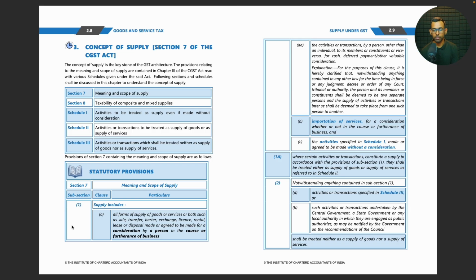Next, subsection 2. Notwithstanding anything contained in subsection 1, activities or transactions specified in Schedule 3, such activities or transactions undertaken by the central government or state government or any local authority in which they are engaged as public authorities, as may be notified by the government on the recommendations of the council. So subsection 2 of section 7 removes from being included as supply; they shall be treated neither as a supply of goods nor as a supply of services. So this is subsection 2.